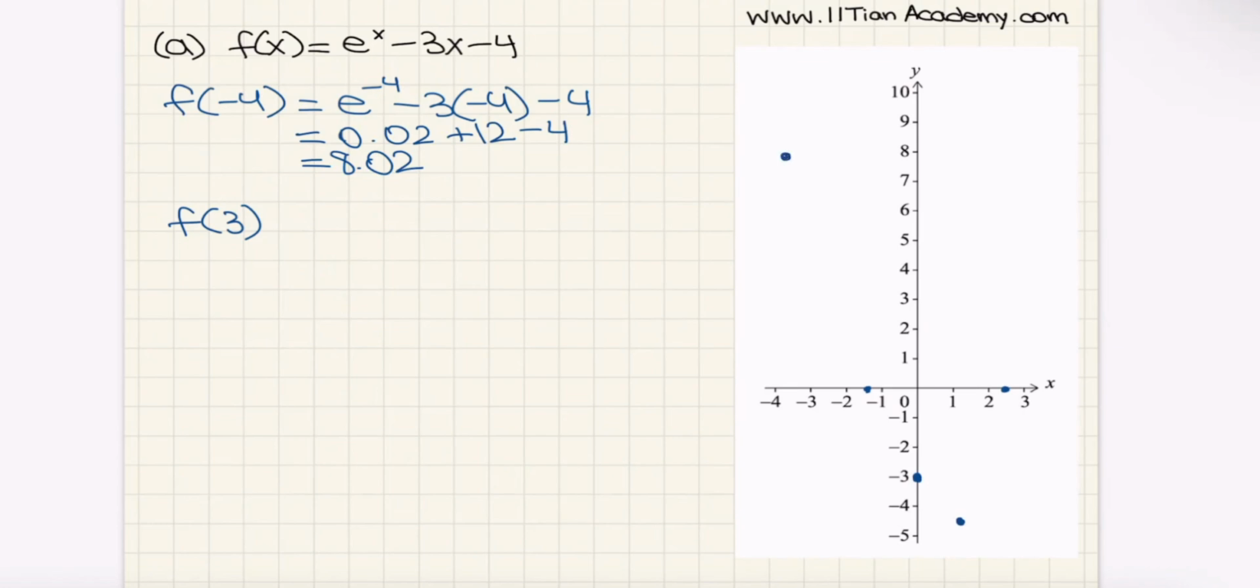So right around there. And then for the other one, f of 3, that's going to be e cubed minus 3 times 3 minus 4. Now, e cubed is about 20. And then that's minus 9 minus 4, which is going to give us approximately 7, right? I guess closer to 7.1 because this should have really been about 20.1. So 3 comma 7.1 is about right.